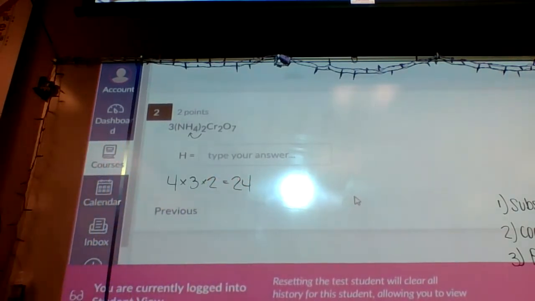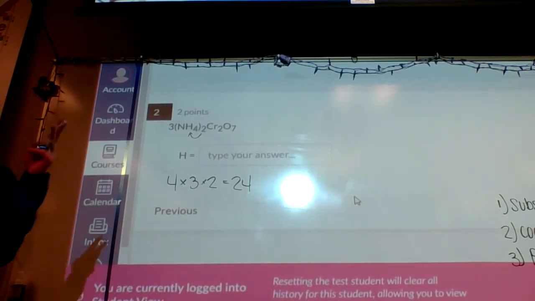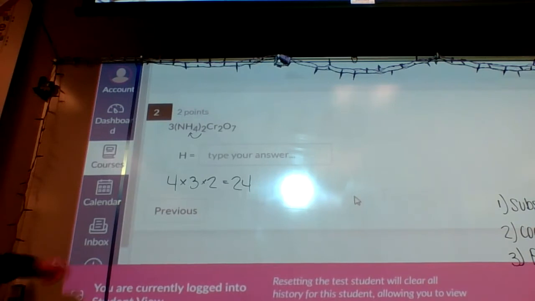Sometimes that's an easier way of doing it. Does it have its own subscript? Is there a big number? Is it in parentheses? And you just write down any numbers that involves. So we would have 24 hydrogens in this example.